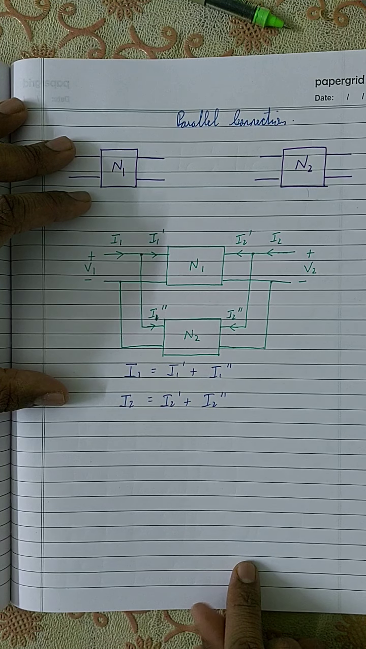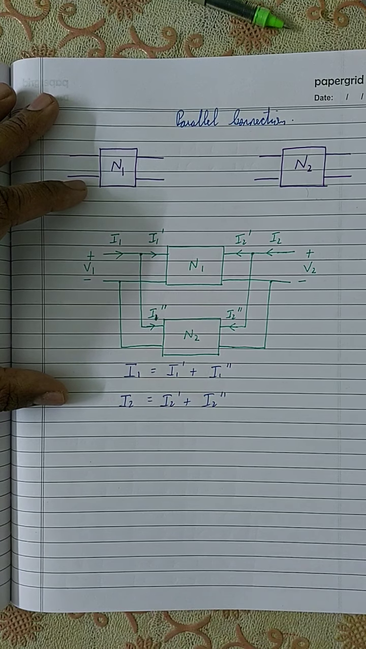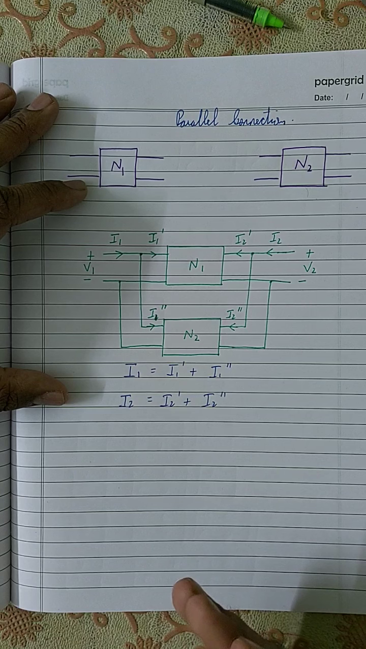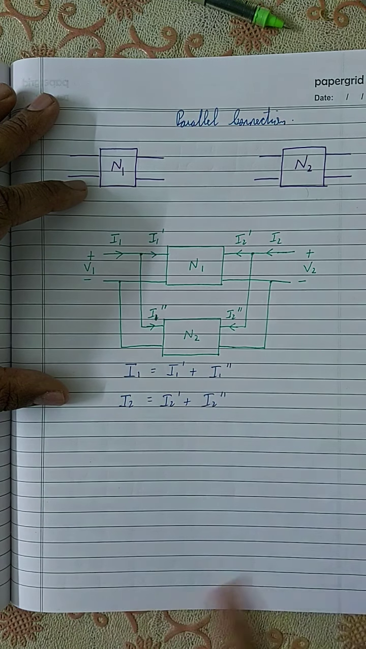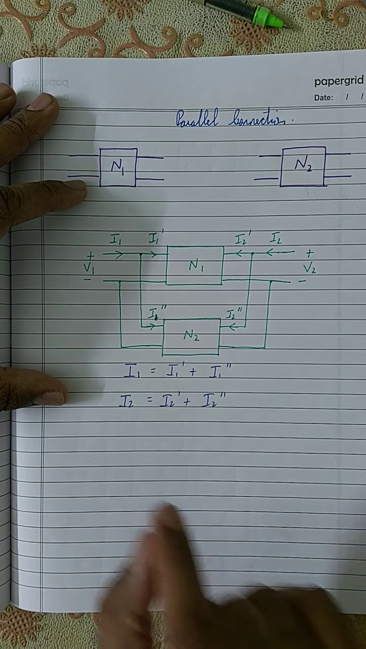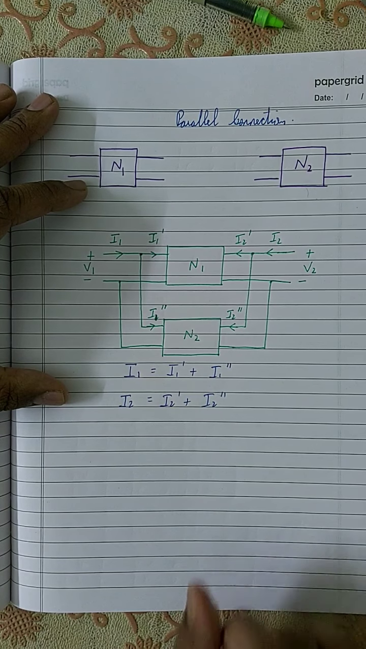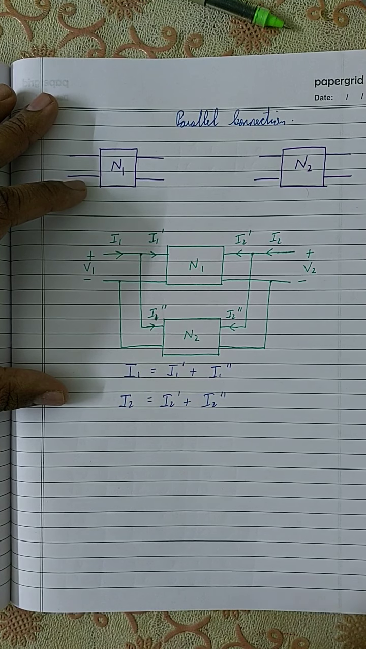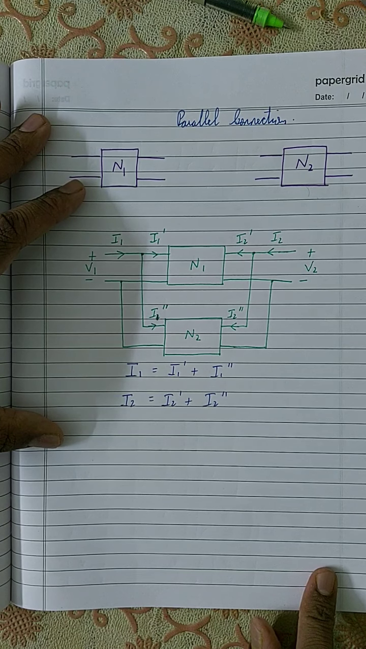Now ask yourself, which parameter do we use to represent the parallel connection? Or in other words, which parameter do you use to represent the current equation? That parameter has only one name, and that is nothing but the admittance parameter, or the Y parameter.